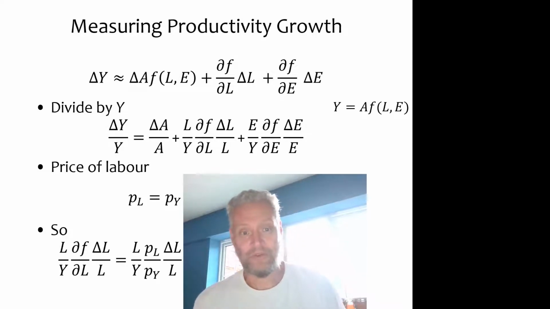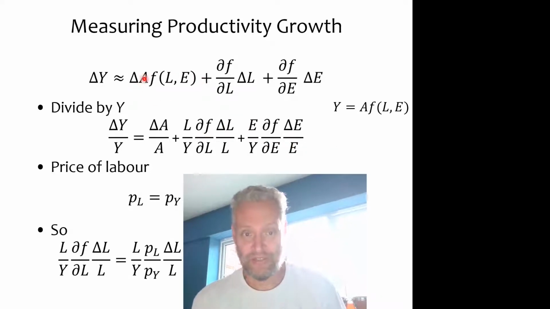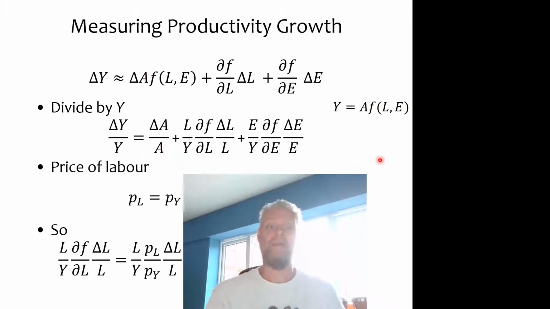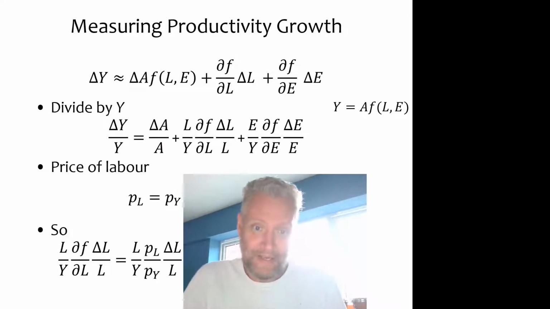Now let's look at our approximate growth in relative terms by dividing by Y. This thing is just divided by Y, so that is easy. This expression we divide by Y, and then we multiply by E over E. So that is what is going on here, and the same for L. And if we divide this thing by Y, then we end up here because Y equals A times F(L,E). And so F(L,E) drops out and we have delta A over A. So that is our first derivation.